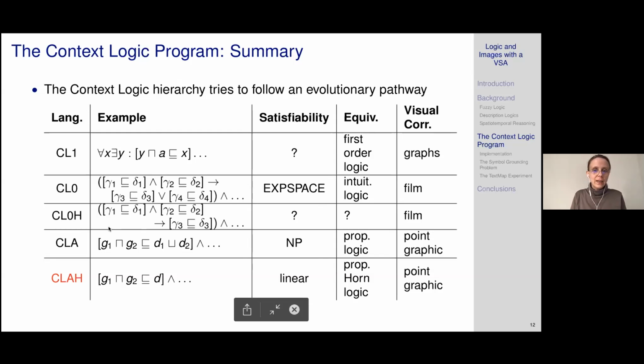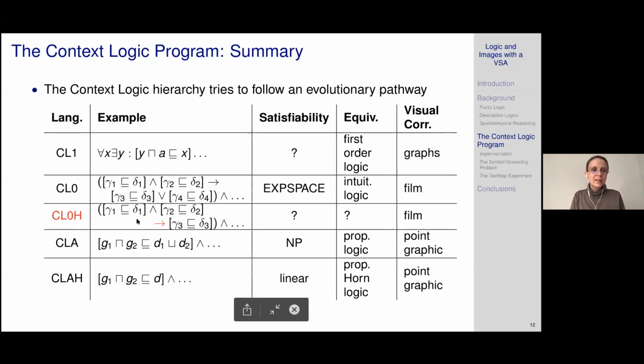So the next level here is CLA, atomic context logic, and here we can have the sum of objects, and then we end up in NP with satisfiability. So this is equivalent to propositional logic, but those are relational statements, right? So we have the intersection of G1 and G2 part of the sum of D1 and D2.